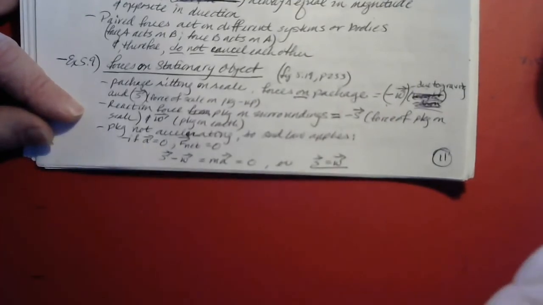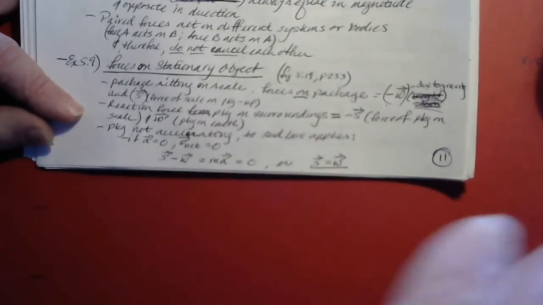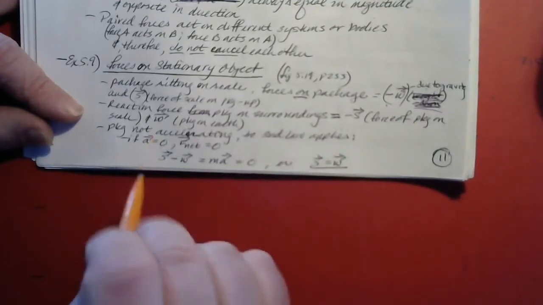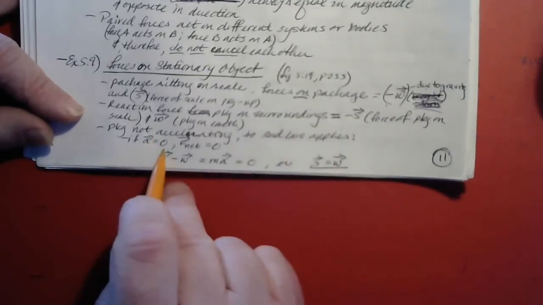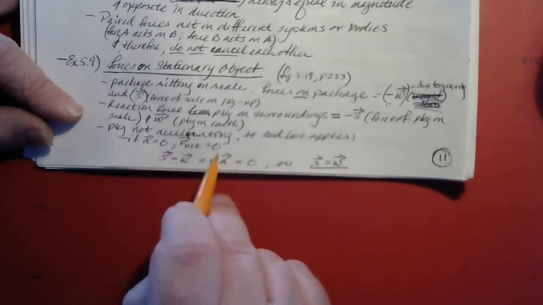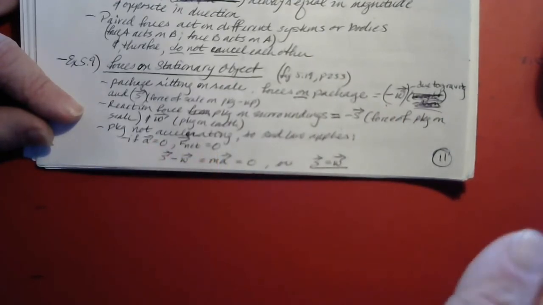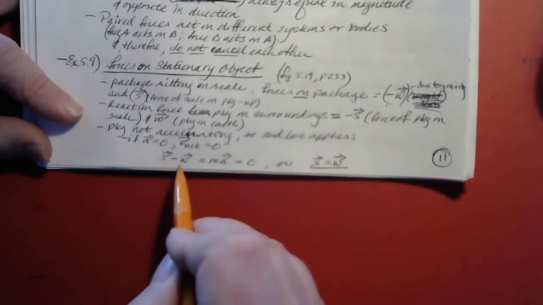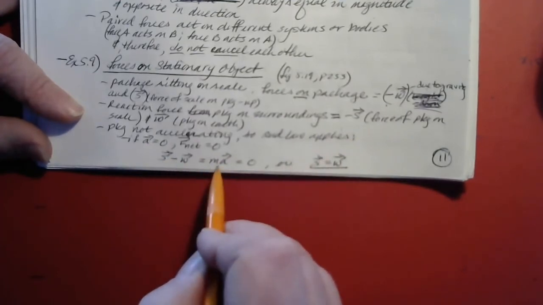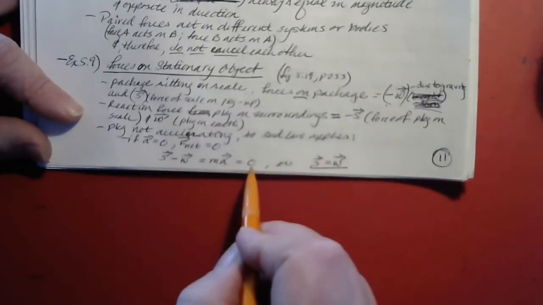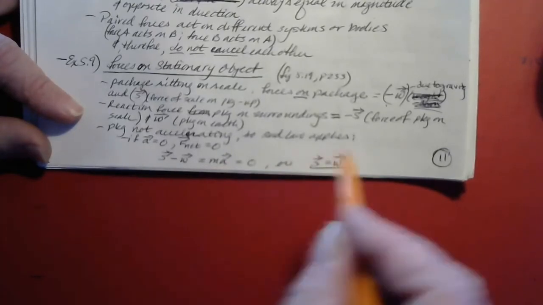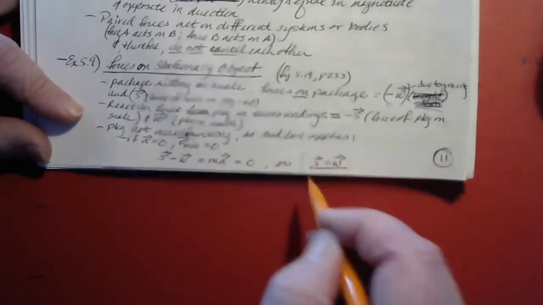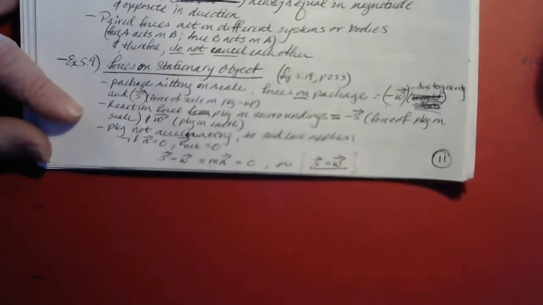If the package is sitting still and not accelerating, that would mean that the second law applies, because if there's no acceleration, there's no net force. Or in other words, forces in opposite directions must balance out if there's no acceleration going on. So in this case, S minus W would be equal to mass times acceleration, which would have to be 0. And what that tells you is that S must be the same as W.